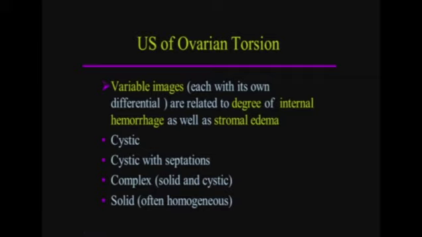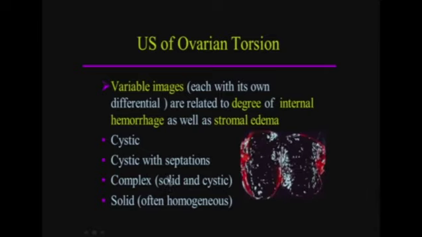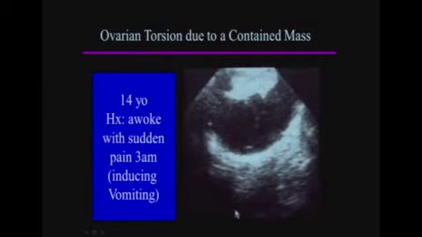Ovarian torsion ultrasound is variable due to the degree of internal hemorrhage as well as stromal edema that has occurred by the time you see the patient. So you may see an image that's cystic, or cystic with septations, or a complex one with solid and cystic structures, or a solid mass, often homogeneous. This is an example of a very severe torsion that is completely infarcted ovarian tissue, and this is just clot in a shell of an ovary.